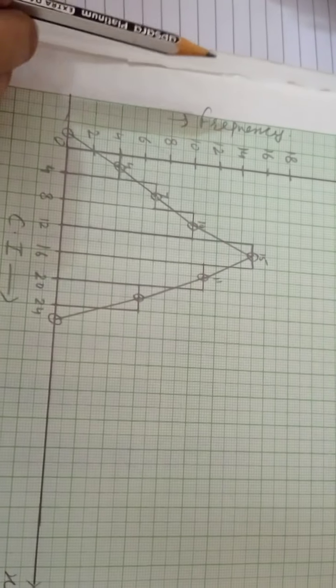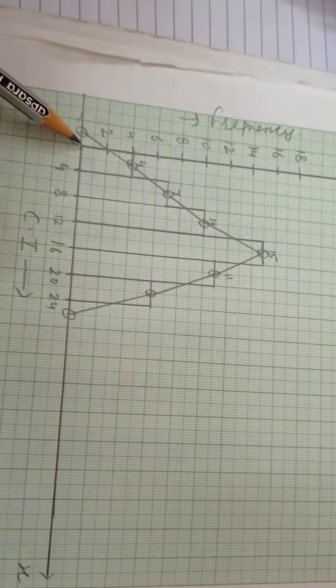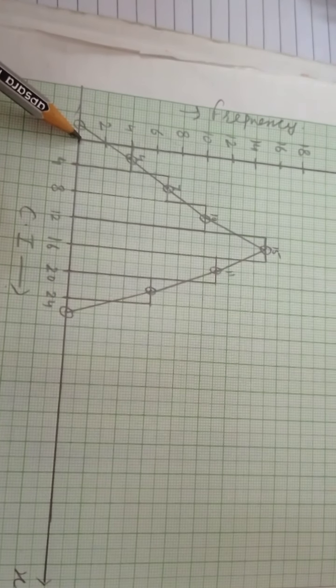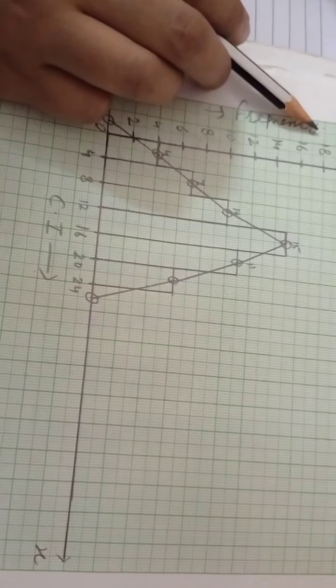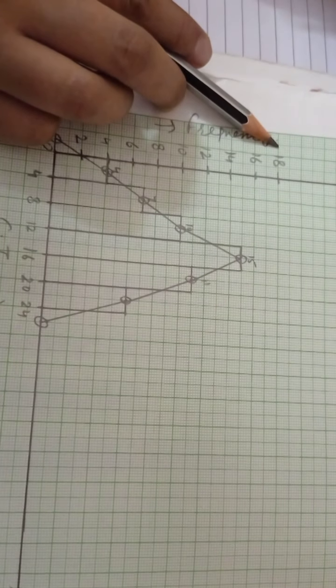As the highest frequency was 15, according to your convenience, we can take the values. I have taken 0, 2, then 4, 6, 8. It means 15 should be covered under this, so I took up to 18.